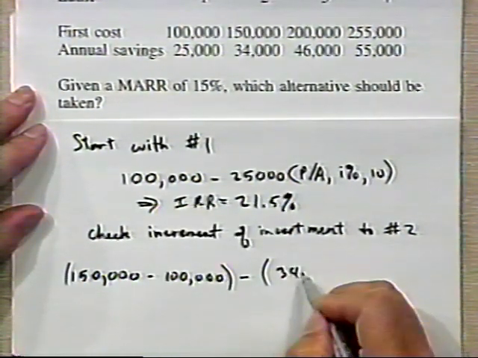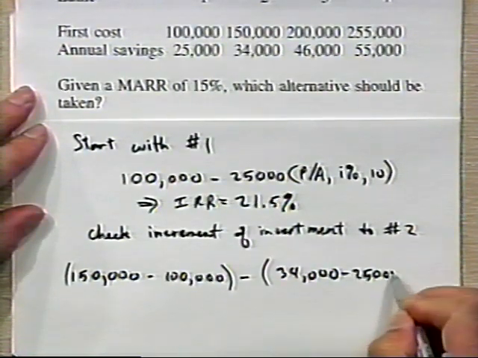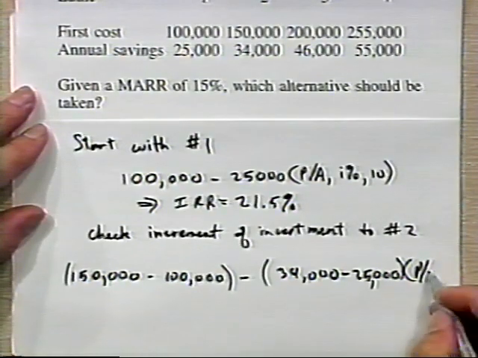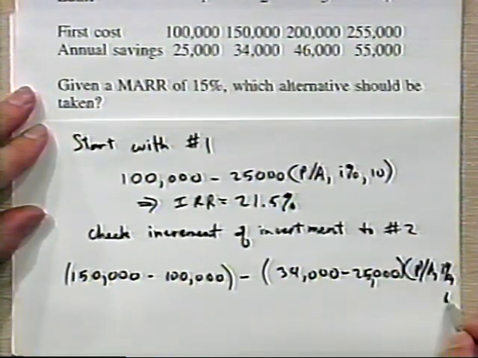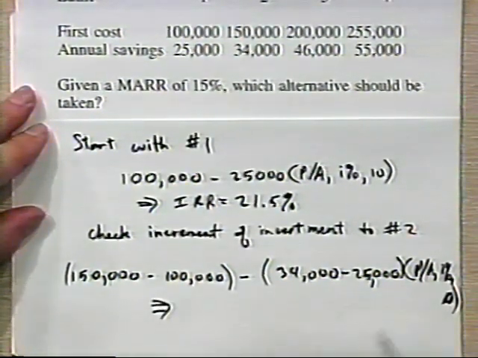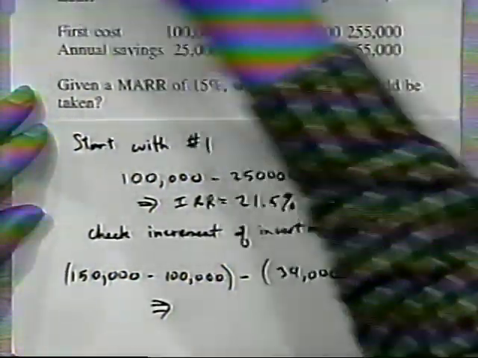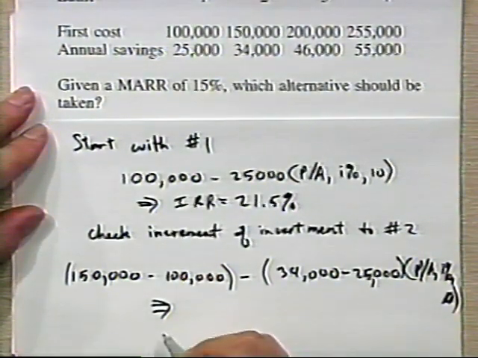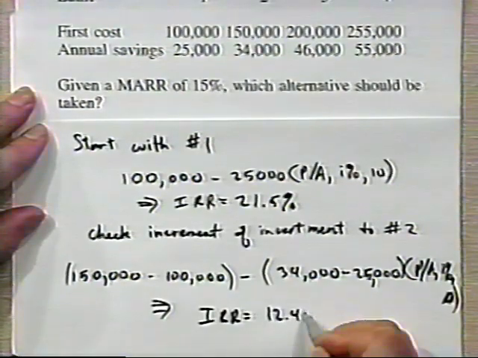which is 34,000 minus 25,000 times the series present worth factor. And that gives us, for that increment of investment, a present worth internal rate of return of 12.4%.